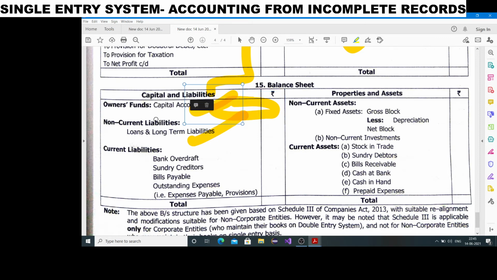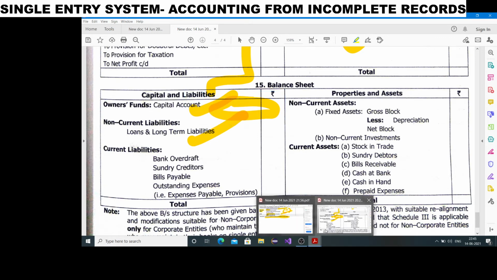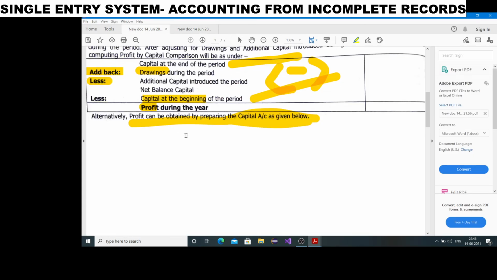or, as I told you earlier, it might be given in the question: capital at the beginning and capital at the end of the period. Or you will find it from this information, that is, by adding back. Supposing you have to find the closing capital at the end of the period, you will be given the opening capital. To the opening capital, you will add additional capital and reduce drawings. So you will arrive at the closing balance, that is, at the end of the period.